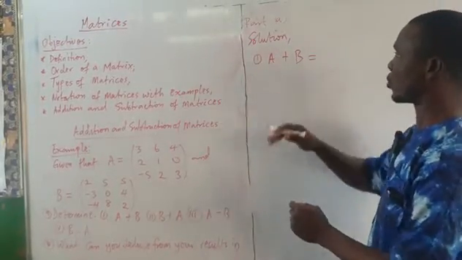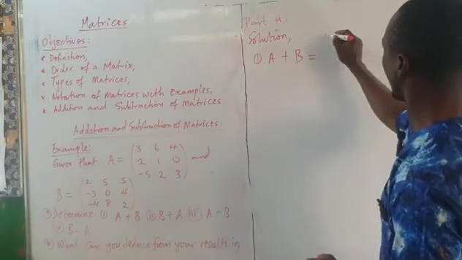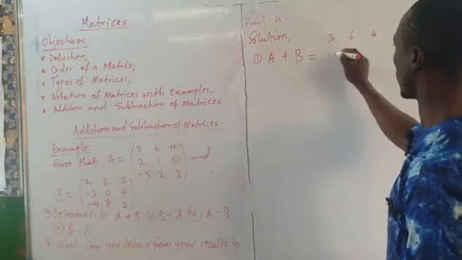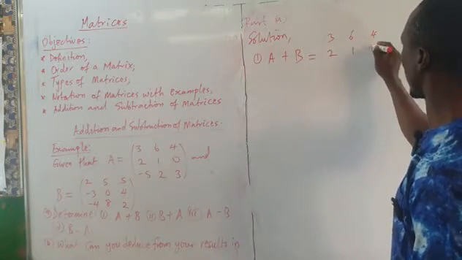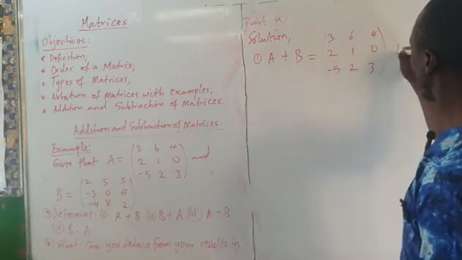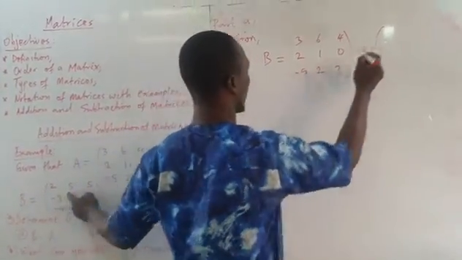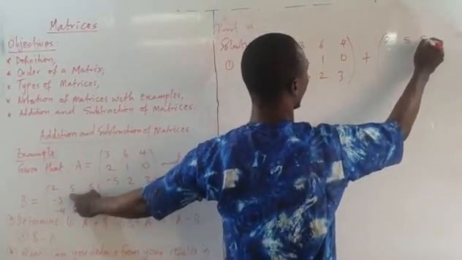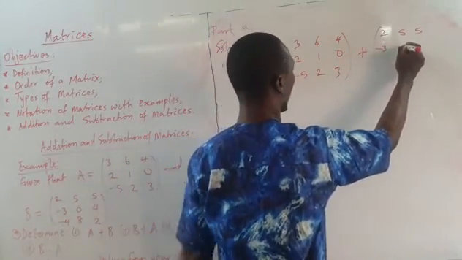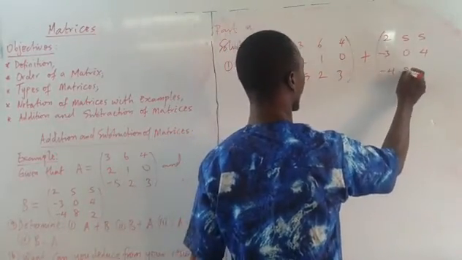So we now move to matrix A and B. Matrix A is given as 3, 6, 4, that is the first row. Then the second row, 2, 1, 0. Then the third row, minus 5, 2, 3. Then plus the second matrix, that is B. We have 2, 5, 5. Then the second row, minus 3, 0, 4. Then the third row, minus 4, 8, 2.